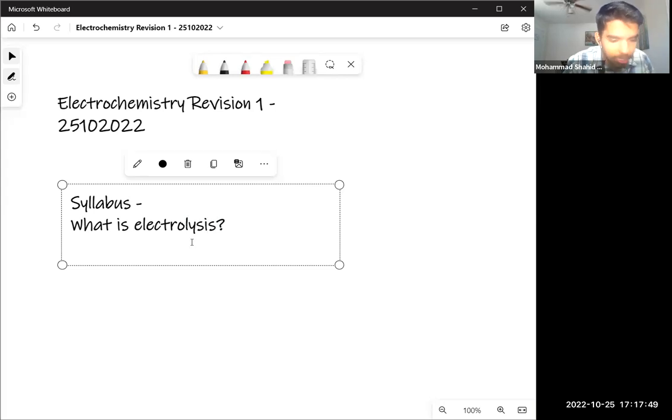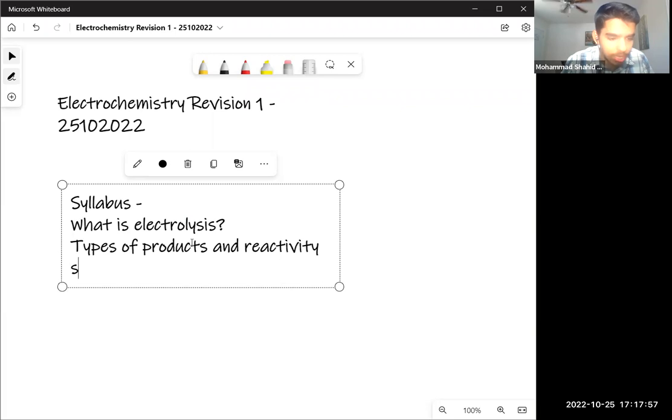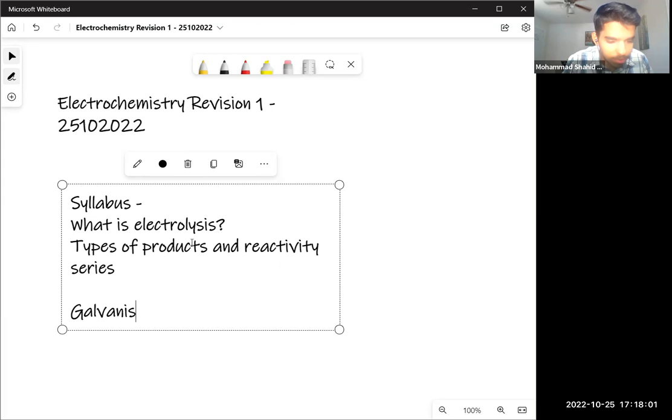Next thing is we look at types of products and reactivity series. And after that, we look at galvanization and electroplating.